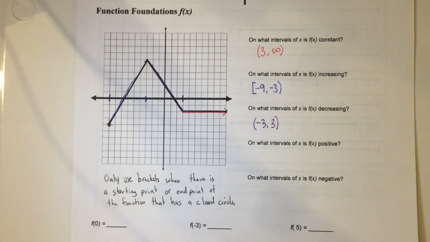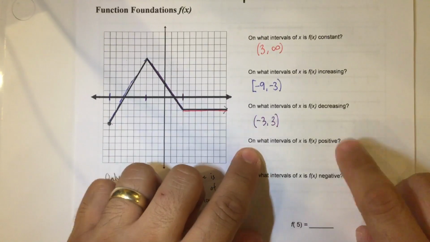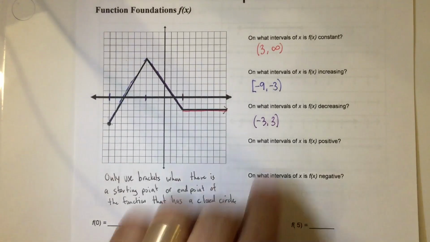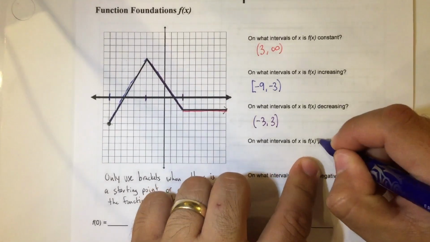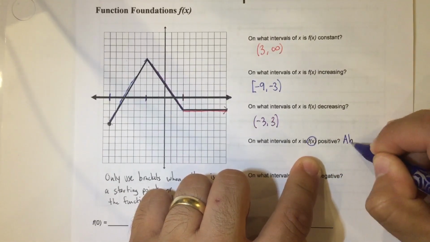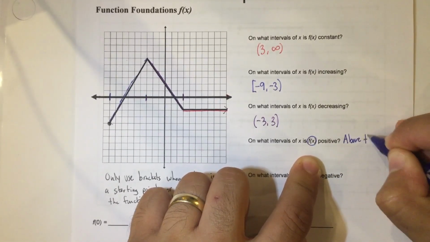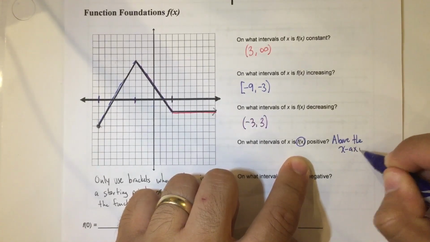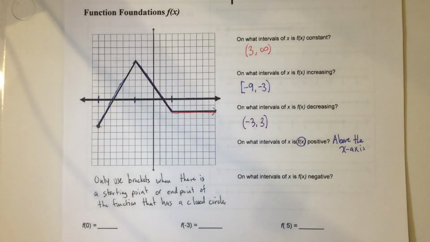Okay, now this is where people start making mistakes. You have to be careful here, okay? So now, on what intervals of x is f of x positive? This does not mean where does the graph increase. What this means is where is this function above the x-axis. So where is this graph above the x-axis?